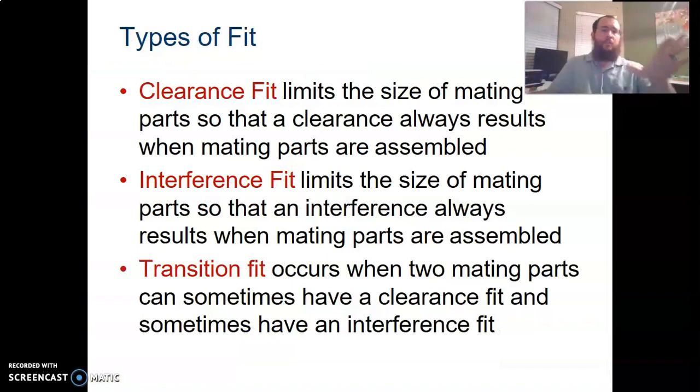All right, pause the video and write these 3 down: clearance fit, interference fit, and transition fit. Okay, you paused it, you wrote them down. Let me explain them.